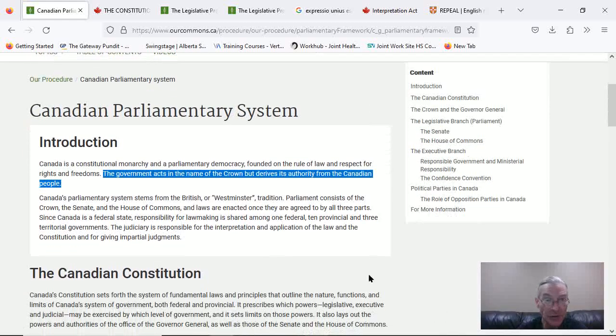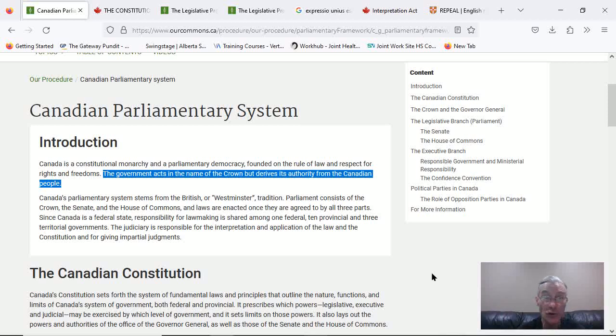Canada is a constitutional monarchy and a parliamentary democracy founded on the rule of law and respect for rights and freedoms. The government acts in the name of the Crown but derives its authority from the Canadian people. Please, ladies and gentlemen, keep that in mind. Canada's parliamentary system stems from the British or Westminster tradition.